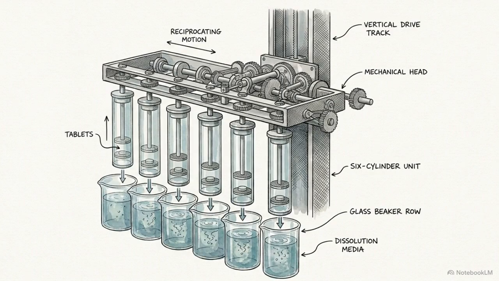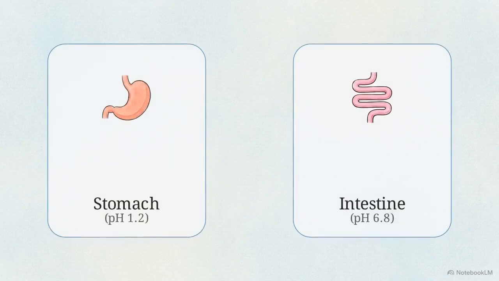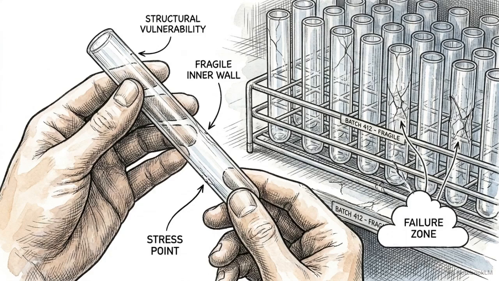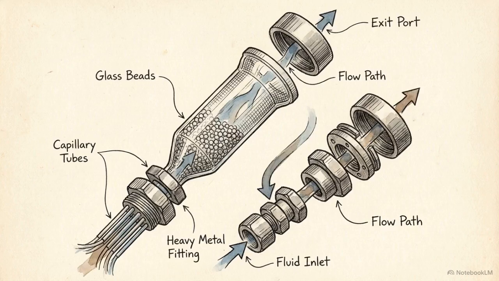This dipping motion allows the machine to lift the sample out of one beaker and drop it into another, mimicking the pH shifts a pill experiences moving from the stomach to the intestine. You gain physiological accuracy, but the setup requires rows of fragile glassware, increasing the risk of breakage during rapid media swaps. For drugs that are exceptionally difficult to dissolve, you need Type 4, the flow-through cell.